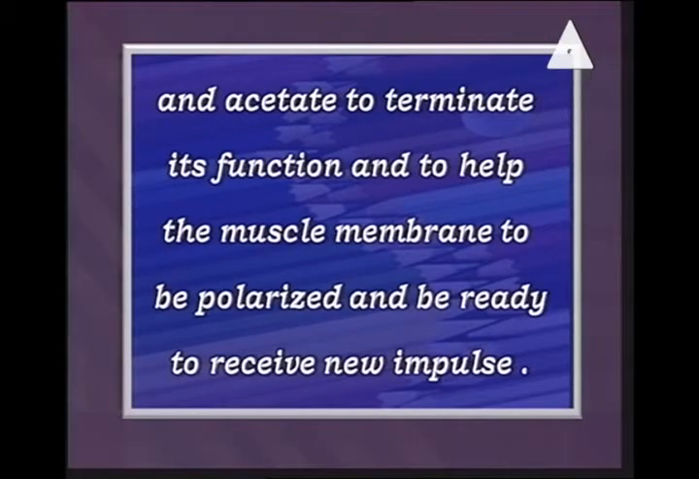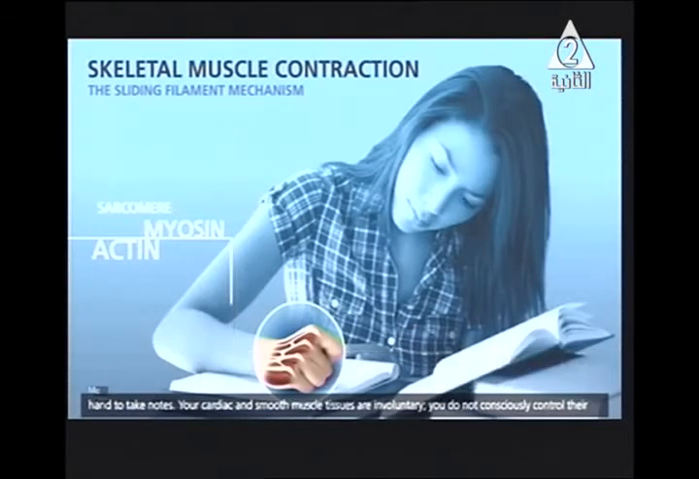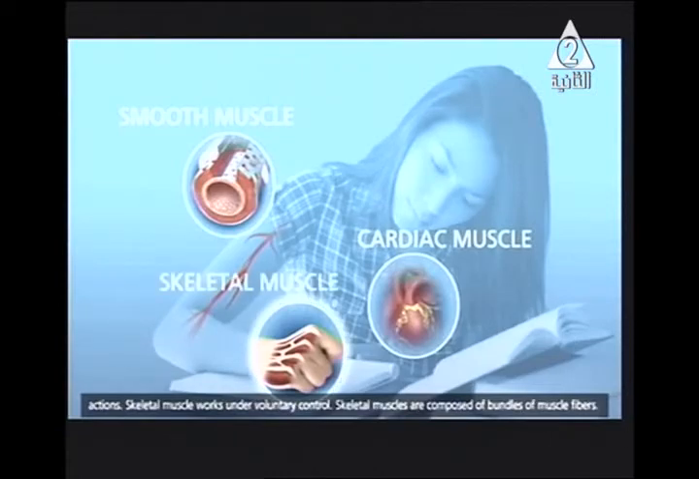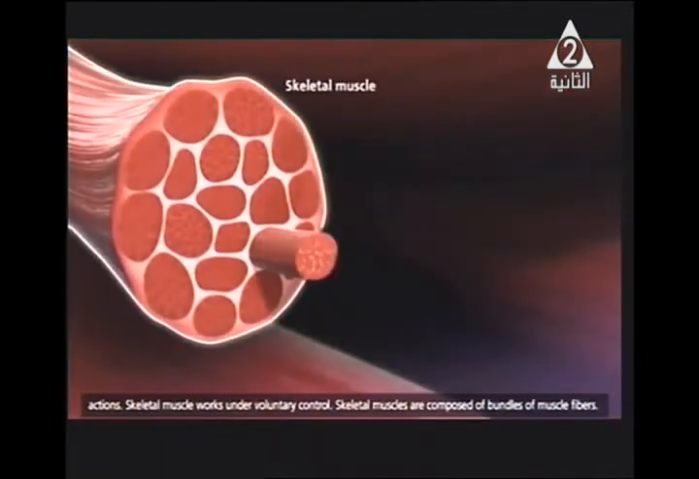Let's show that by a video. We have different types of muscles inside our body. We have cardiac muscle, which we cannot control its movement, involuntary; also smooth muscles that form the alimentary canal of your body; and skeletal muscles. Let's talk about the skeletal muscles.